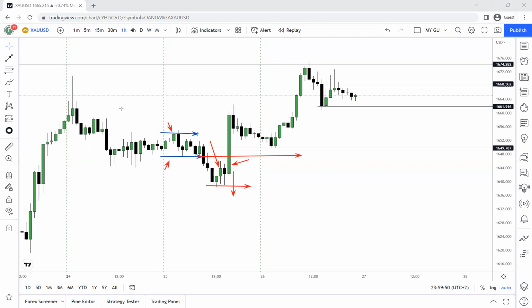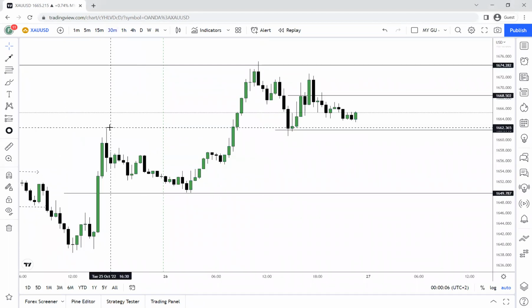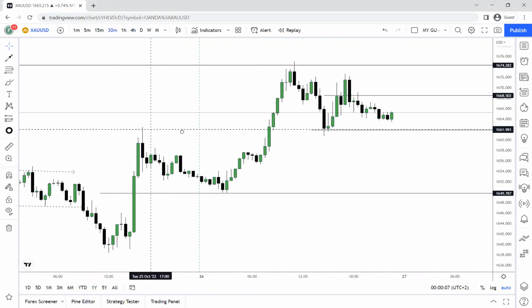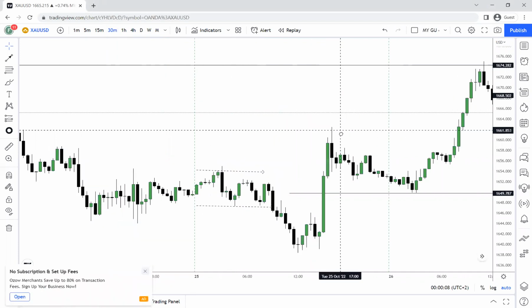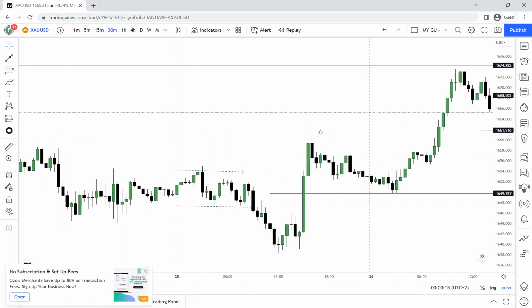However, we had price coming back into our Asian range. So how do we know that price came back into our Asian range? Let's go on the 30-minute time frame. On the 30-minute time frame, as we said before, this is our high that was set during Asian session.